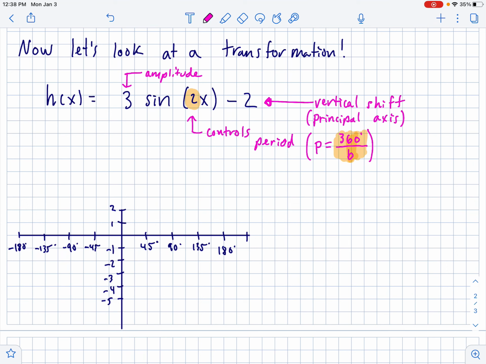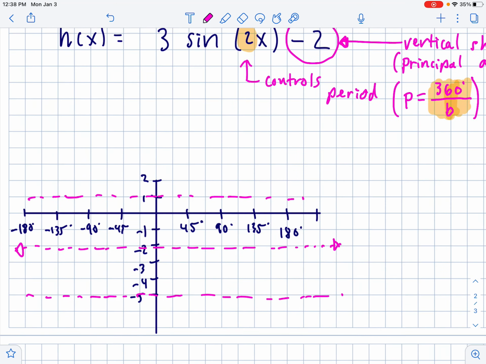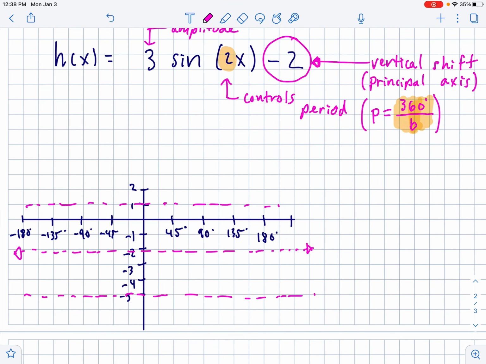So let's see. Principal axis is going to be at -2, because of this right here. Then it's going to go up 3 and down 3 from that spot. So up 3 from -2 means that it'll go all the way up to +1, and all the way down 3 from -2 is -5. So I know my whole curve is going to live in between those two things. There's my max and min. The amplitude, well, we already did amplitude.